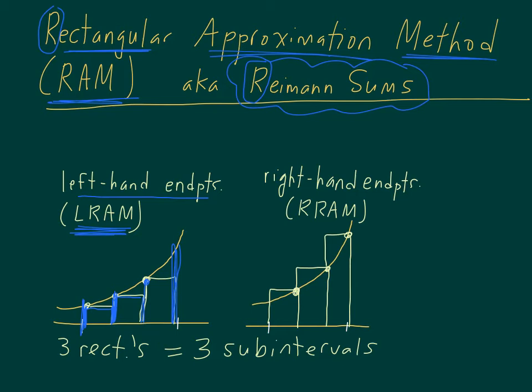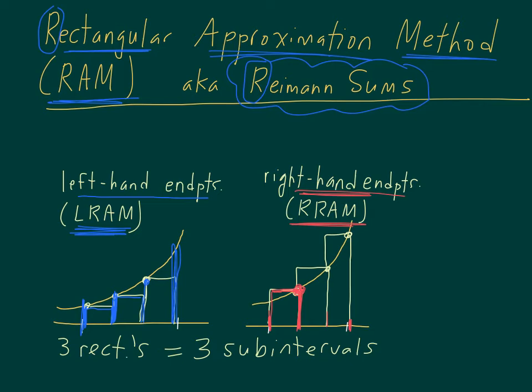Then we have a right-hand or right endpoint sum, which we can abbreviate as RRAM. So this is where you say, suppose again we know we want 3 rectangles, and we're looking to estimate our area between here and here underneath this curve. For your first rectangle, you're going to go up on the right-hand side until you hit the curve, and then from there, work backwards to the left and draw your rectangle.